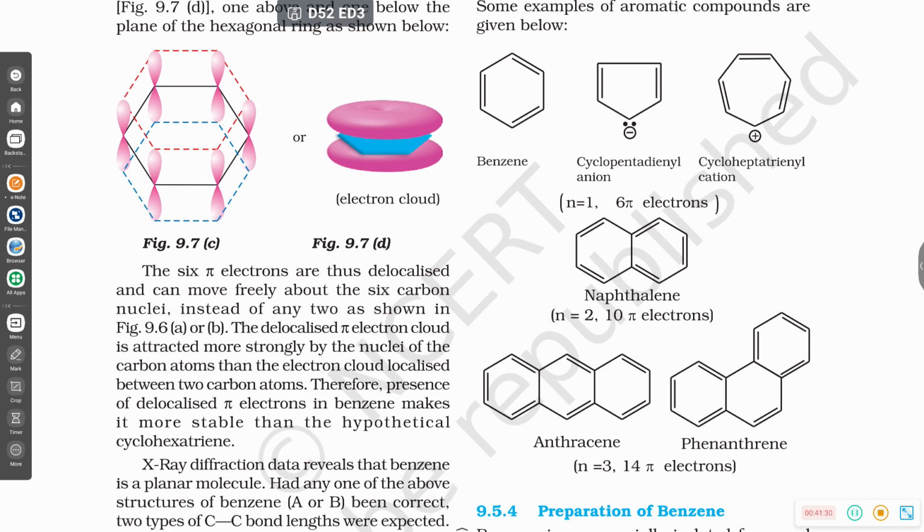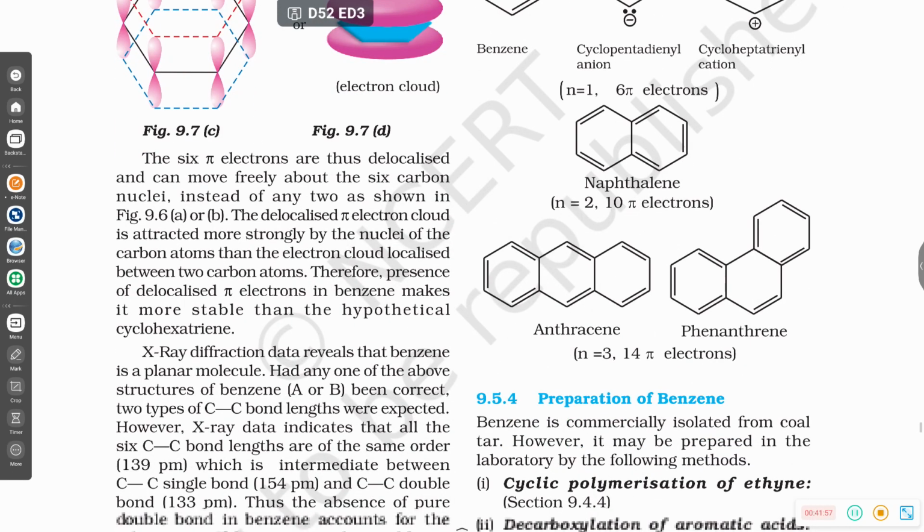For anti-aromatic, the 4n pi rule, everything else is the same, but n is 1, 2, 3, which means 4 pi, 8 pi, 12 pi: 4 times 1 is 4, 4 times 2 is 8, 4 times 3 is 12. That is anti-aromatic. So what is non-aromatic? If any one of the first three rules is not obeyed, that is non-aromatic. Understood that? That topic also appears in JEE.